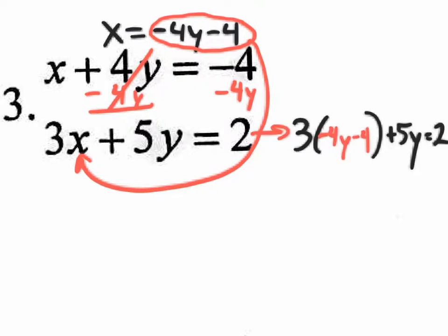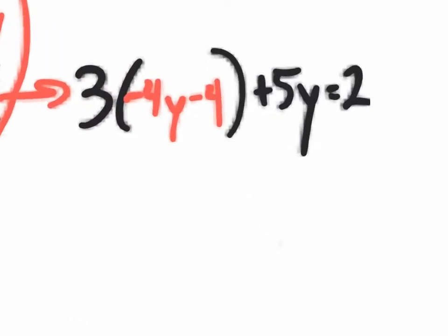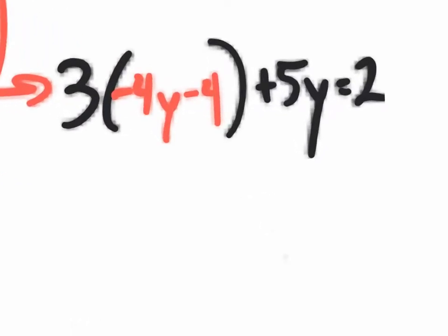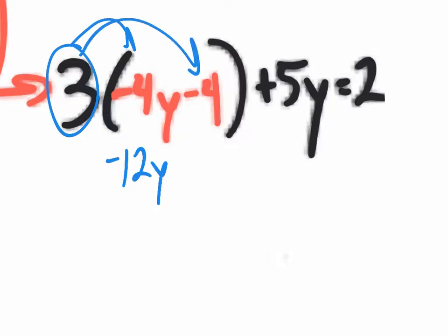Now we have an equation here, all one variable. We could actually solve this equation. Let me zoom in on this equation. All I have to do is distributive property and combining like terms. So we have the 3 times negative 4y, that's negative 12y. 3 times negative 4, that's negative 12. Bring down the plus 5y. Bring down the equal sign. Bring down the 2. There's our new equation.